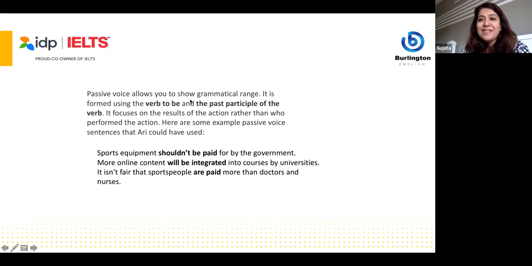So what does passive voice allow you to do? It allows you to show the grammatical range, because it's talking about the past participle of the verb, and that is not so common in the writing copies for students. So something which is not so common deserves an applause and a good band if it's accurate. Okay. It focuses on the results rather than who performed the action. So a passive makes your writing more formal, but too much passive can slow down your writing too. So be a little thoughtful about how much passive to use.